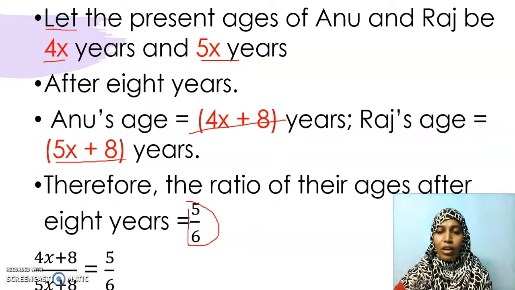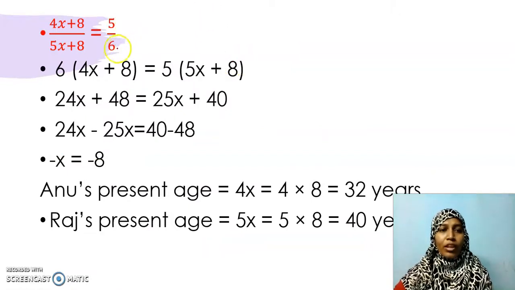Okay, don't stop with just finding the value of x. Don't make this mistake. To start with, we do cross multiplication: 6 into 4x plus 8, 5 into 5x plus 8. So 6 4s are 24, 6 8s are 48. 5 5s are 25, 5 8s are 40.